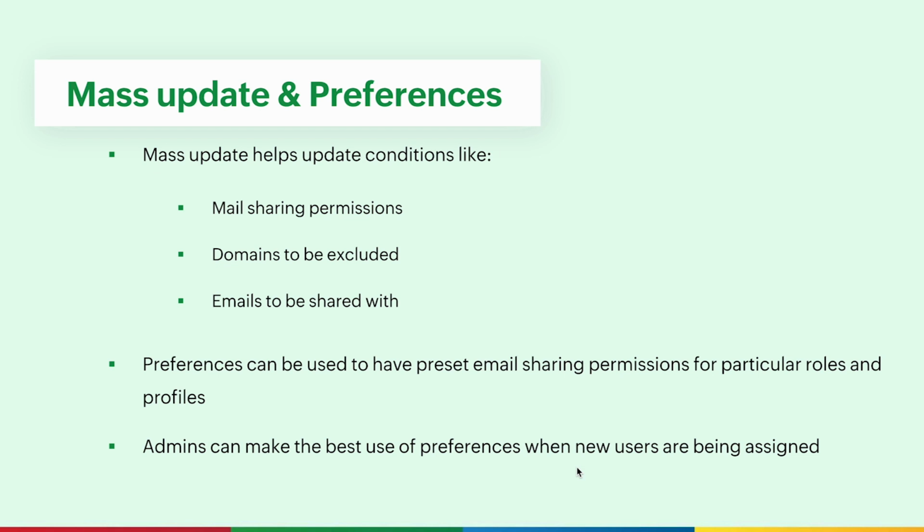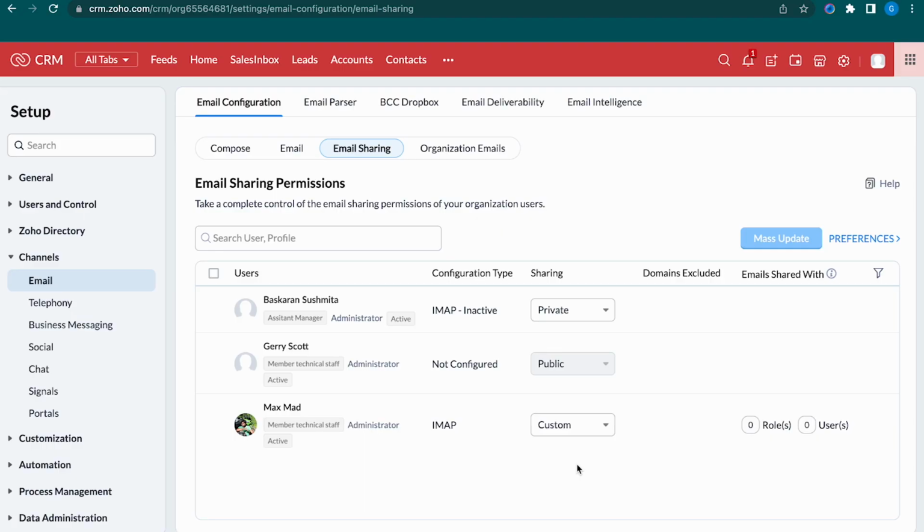Admins can use the preferences option to set email sharing preferences for new users based on the role. When a user is assigned a new role, then the user will be assigned the preferred email sharing permission and other properties as well. Look at mass updates.